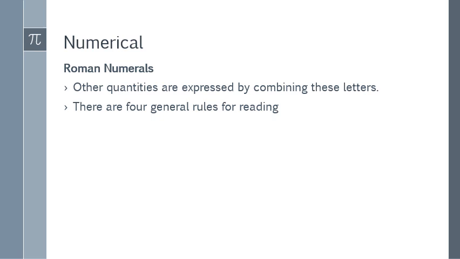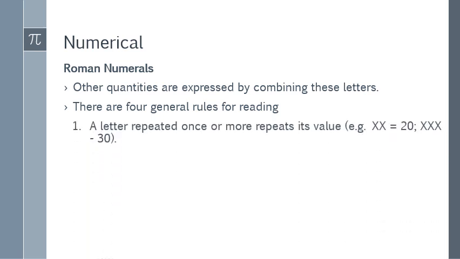Now there are 4 rules for combining these letters to express different values. Rule number 1 is a letter repeated once or more repeats its value. That means X, for example, represents 10. If it is repeated 2 times, it will represent 20. If it is repeated 3 times, it will represent the value of 30.